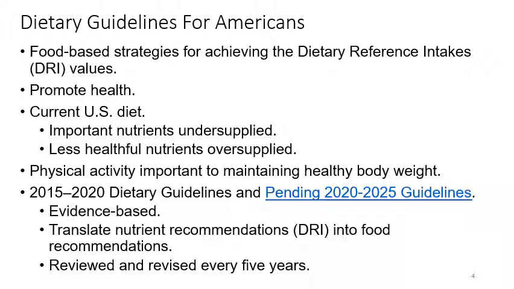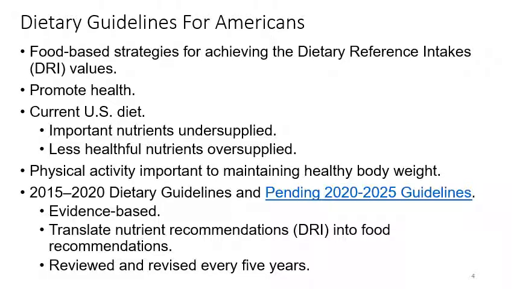So right now we have the 2015 through 2020 dietary guidelines. We have impending 2020 through 2025 guidelines. It's still in the works. It should be coming out soon. And this is evidence-based. It translates nutrient recommendations, the DRI, into food recommendations. This is being reviewed and revised every 5 years.